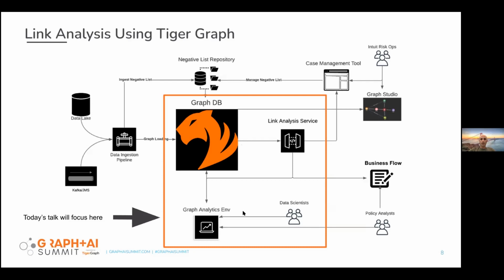On the bottom of the orange square, you see the graph analytics environment. This is where data scientists go to explore new graph-based features and produce training data sets. This is also where I'll focus my talk today.